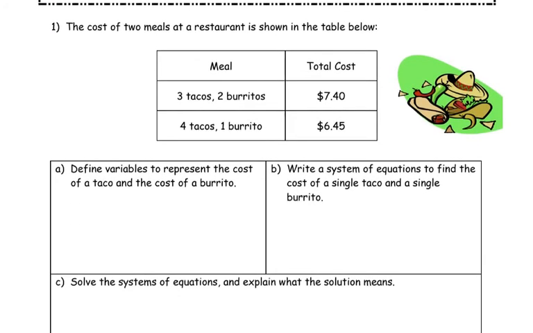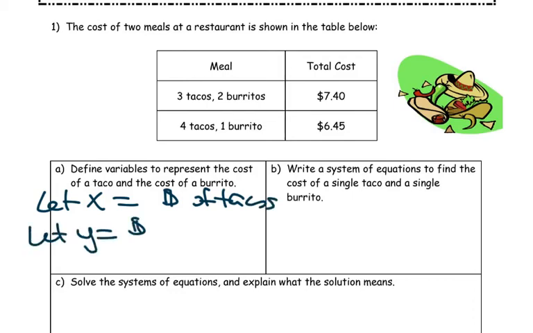The cost of 2 meals at a restaurant is shown on the table below. 3 tacos and 2 burritos have a total cost of $7.40. 4 tacos and 1 burrito cost $6.45. So define variables to represent the cost of a taco and the cost of a burrito. So we'll use x and y. We'll just say let x equal the cost of tacos and let y equal the cost of burritos.